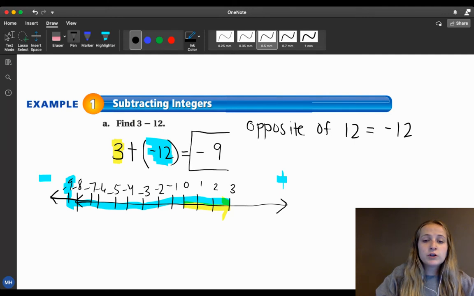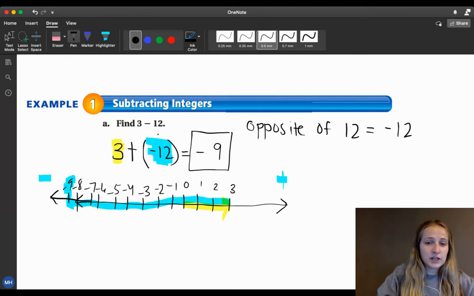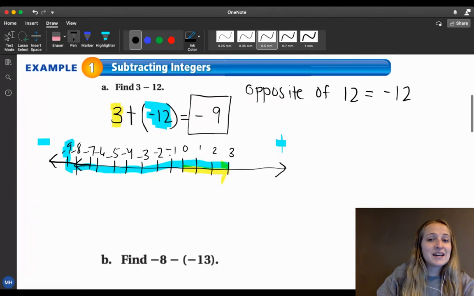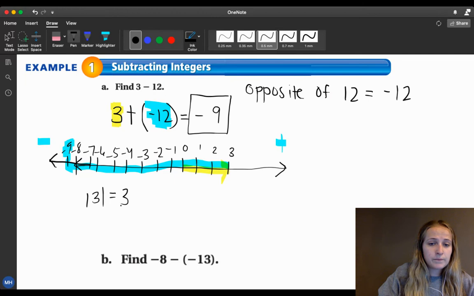We also could go back and do it the way that we learned in 1.2, which is take the absolute value of both of these numbers, and we're going to subtract the lesser absolute value from the greater absolute value, and then we're going to take the sign of the greater absolute value. So for example, take the absolute value of 3, that equals 3. Take the absolute value of negative 12, that equals positive 12.